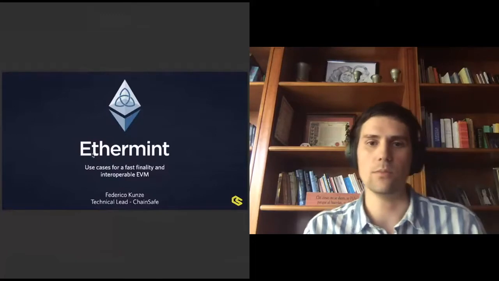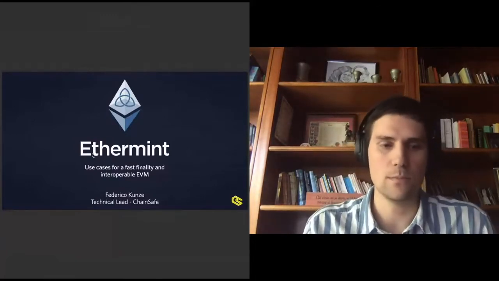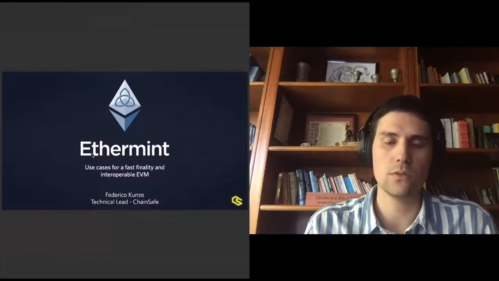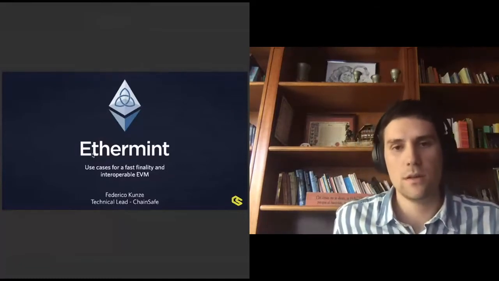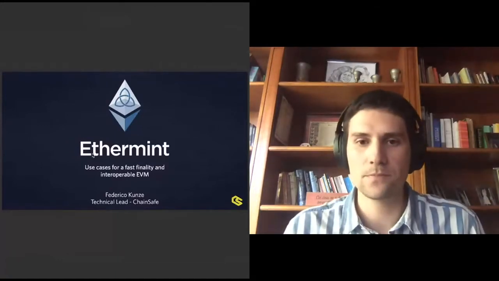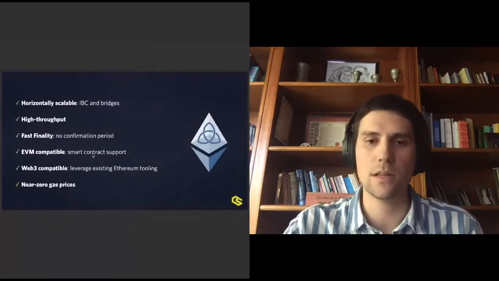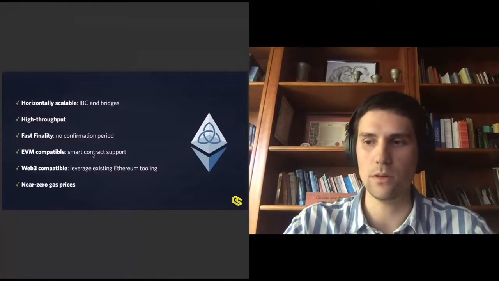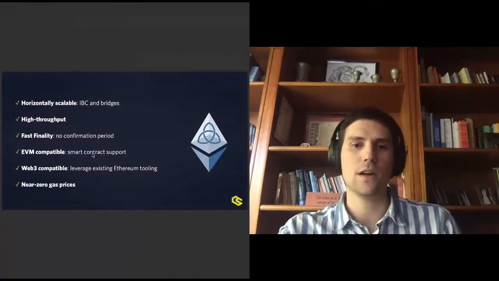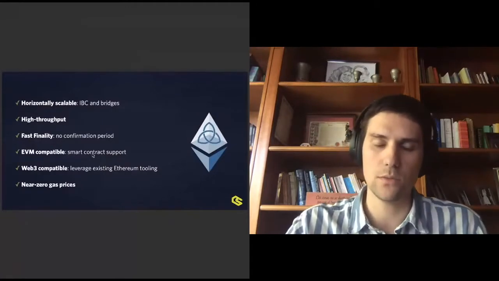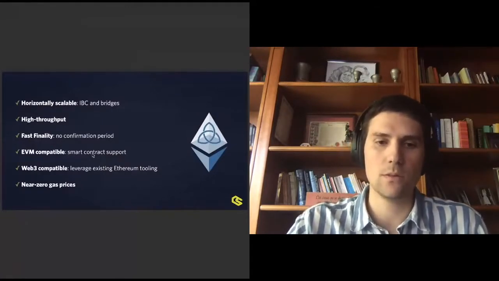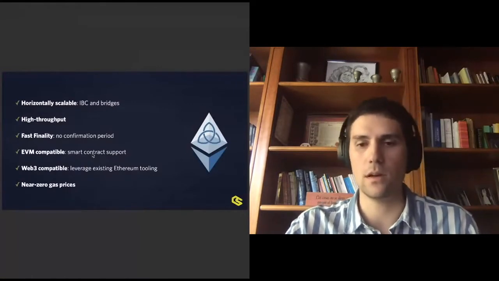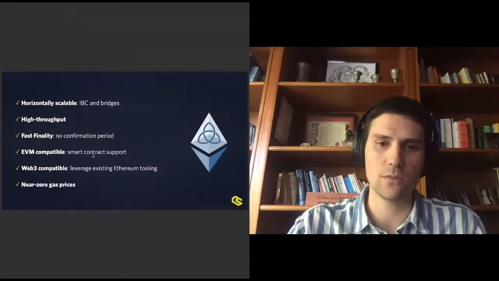So what does it mean that Ethermint is horizontally scalable? Ethermint leverages IBC and bridges through peg zones to be able to connect with multiple blockchains. It also has a high throughput in the sense that it uses Tendermint as a consensus engine, so it enables high transactions per second and also high vertical scalability. It also has fast finality with little to no confirmation period. So instead of having a Nakamoto consensus as in Ethereum, you know for sure that your transaction will be finalized and included in a block as soon as the block is committed.